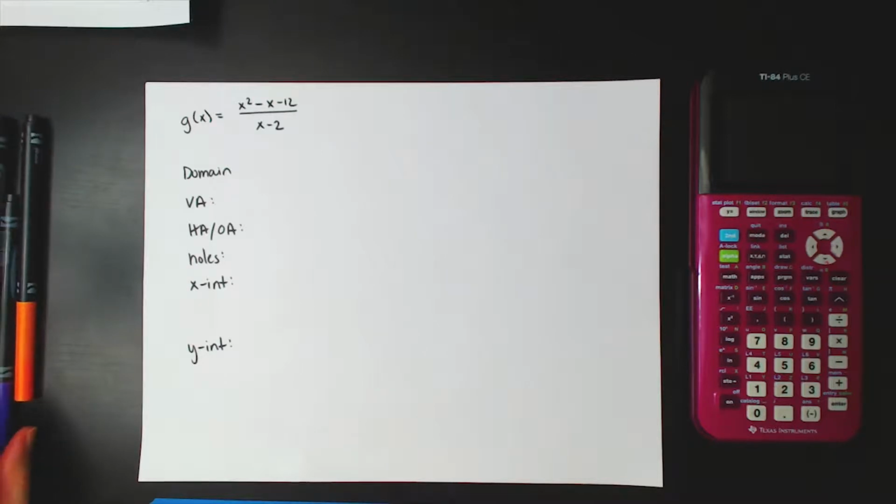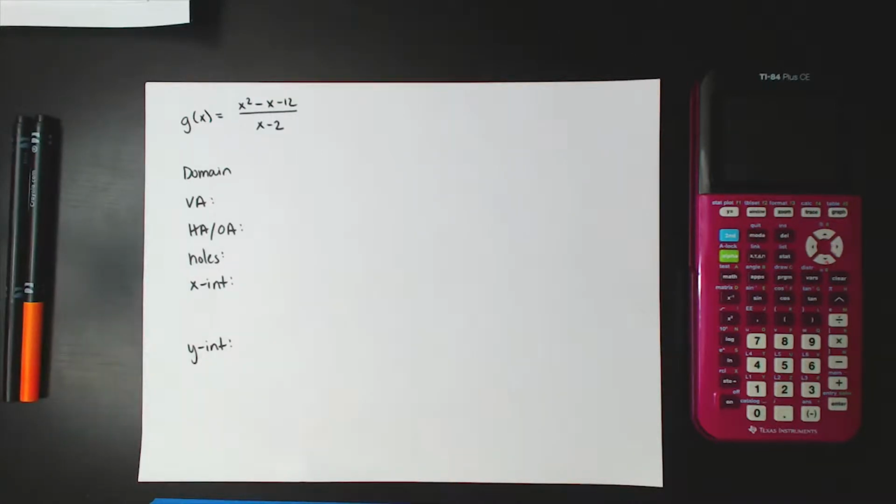All right, let's take a look at this example. We have g of x equals x squared minus x minus 12 all over x minus 2. I want to be able to graph this rational function, and in order to graph it, I want to answer these series of questions. So first thing, let's look at the domain.